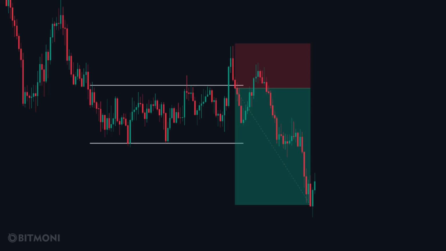Remember, trading live involves real money and real emotions. It's a whole different game compared to paper trading or simulations. The key to success is sticking to your trading plan, which acts as your blueprint for success.